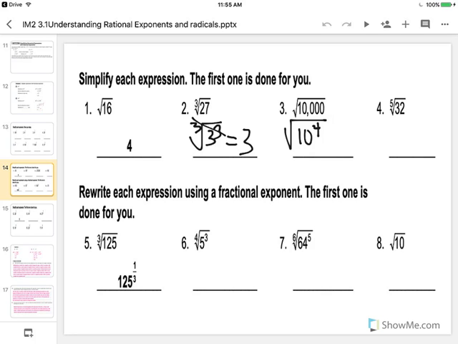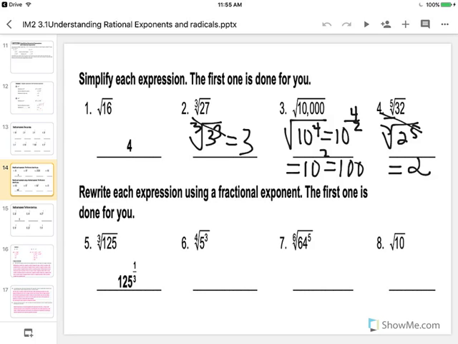So this can be written as 10 to the power 4 over 2, so this reduces to 10 to the second power, so that gives us 100. Now number 4 is a bit tricky, so we can write 32 as 2 to the 5th power. So the 5th power and the index 5 cancel out, so the answer will be just 2.